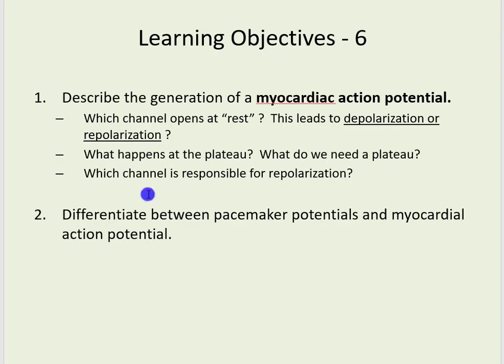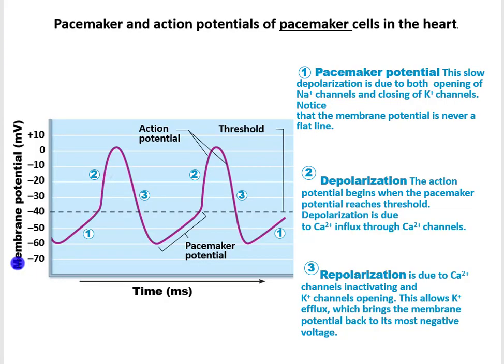All right, in this video, we're going to look at myocardial action potentials. Previously, we have covered action potentials and pacemaker potentials of autorhythmic cells. Remember, we looked at something like this, where we saw the pacemaker potential leading up to an action potential once you hit threshold. And again, these are in autorhythmic cells, namely the SA node specifically, okay?